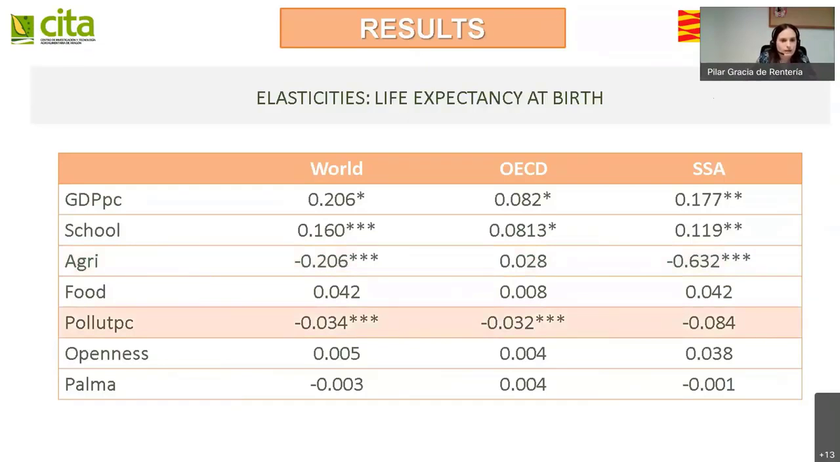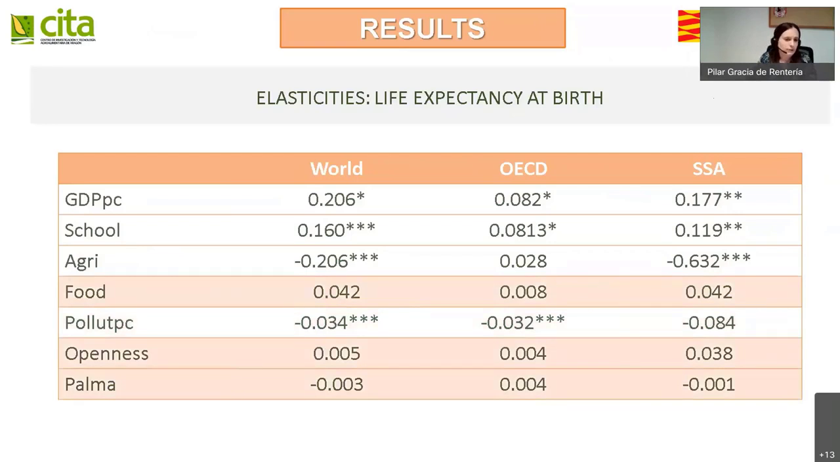We also observe that air pollutants per capita has a significant negative effect on life expectancy, both at global level and in OECD countries, with elasticities around minus 0.03. But in sub-Saharan Africa countries, the effect is not significant. And the other drivers considered, that are the food consumption, the openness index, and the Palma ratio, are not statistically significant, although they have the expected sign.